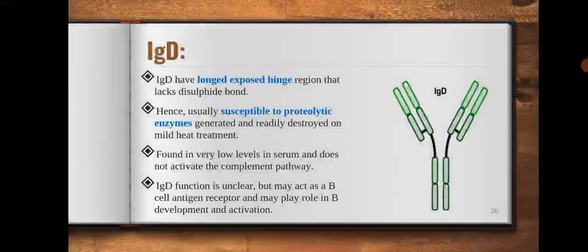IgD has a long exposed hinge region that lacks disulfide bond, hence is usually susceptible to proteolytic enzymes and readily destroyed on mild heat treatment. It is found at very low levels in serum and does not activate the complement pathway. IgD function is unclear, but it may act as a B cell antigen receptor and play a role in B cell development and activation.